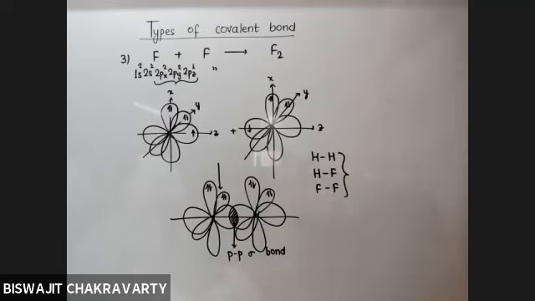In case of H bond H, it was an ss sigma bond. In case of hydrogen fluoride, it is an sp sigma bond. And in case of fluorine, it is a pp sigma bond. I hope this much is clear to all of you. Yes, sir. So draw this much, then we'll proceed further.